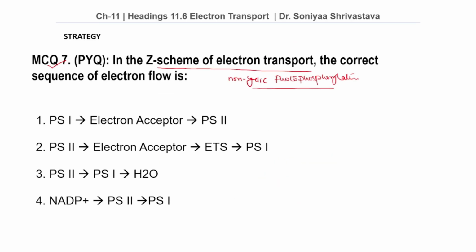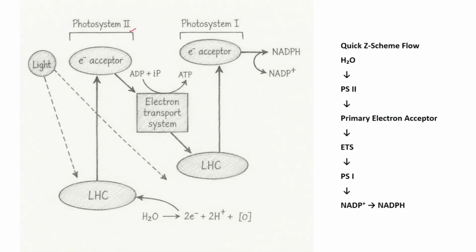Now coming to our options. The question asks, in the Z scheme of electron transport, that is non-cyclic photophosphorylation, the correct sequence of electron flow. Now student, let's see our diagram. The Z scheme diagram of electron transport, which is also known as the non-cyclic photophosphorylation, and its path is linear. It starts from H2O and ends into NADP+. Students, see here, it starts from water.